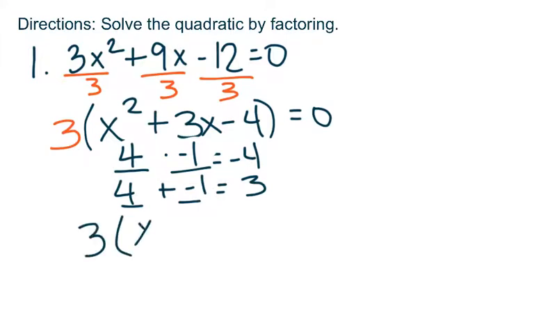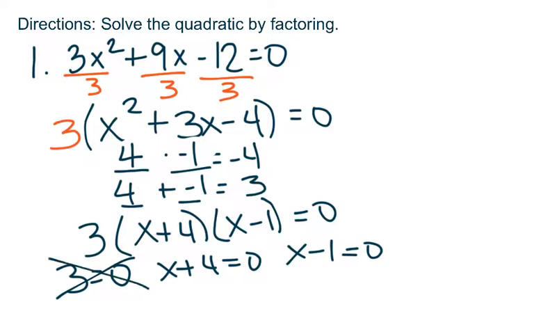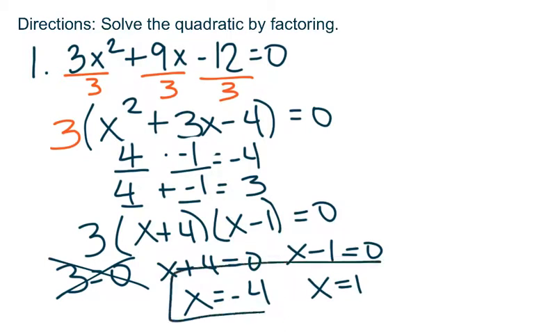Alright, so here's what I have. I have a 3, an x plus 4, an x minus 1, and it equals 0. Technically what you do is you take all of this and set it equal to 0. However, 3 equals 0 makes no sense, so it kind of just goes away. This one's going to be negative 4. This one's going to be 1. So you only have two answers. You can graph them and check it.